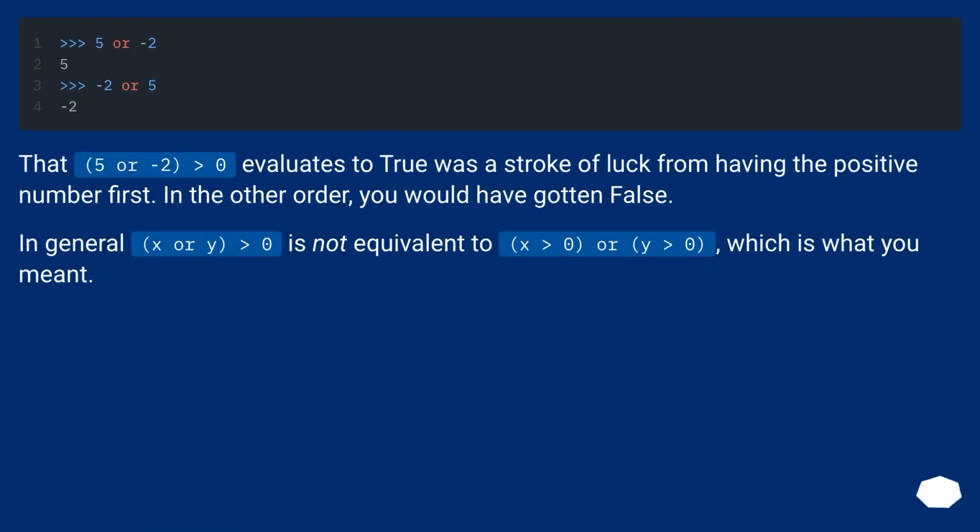That 5 or -2 > 0 evaluates to true was a stroke of luck from having the positive number first. In the other order, you would have gotten false. In general, x or y > 0 is not equivalent to x > 0 or y > 0, which is what you meant.